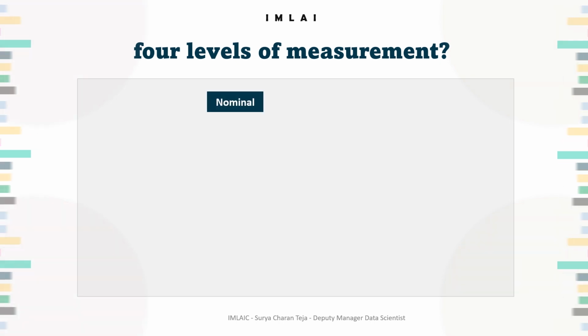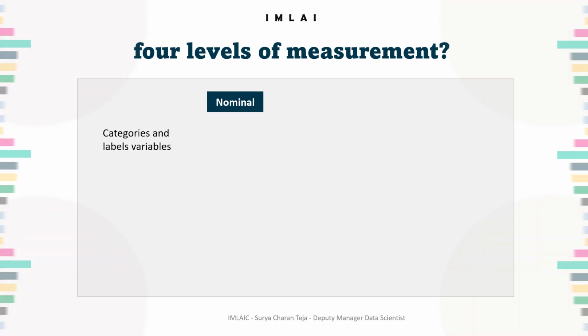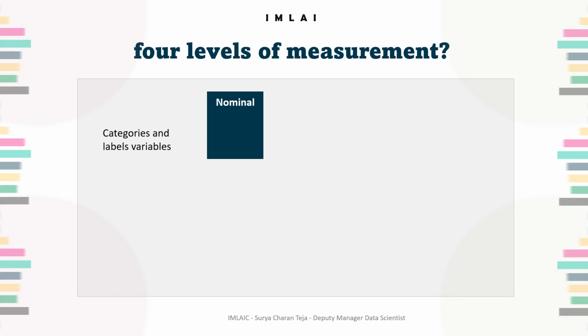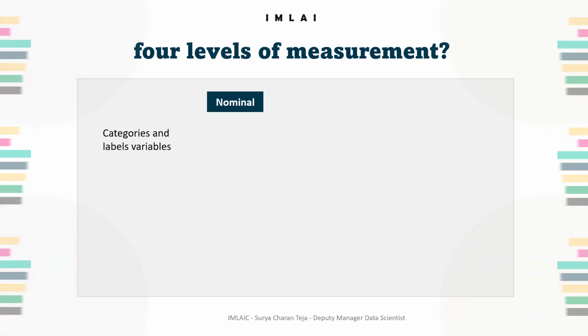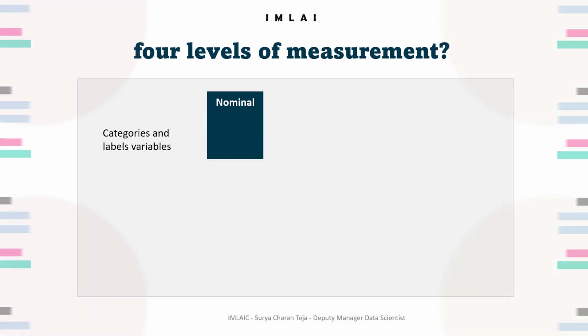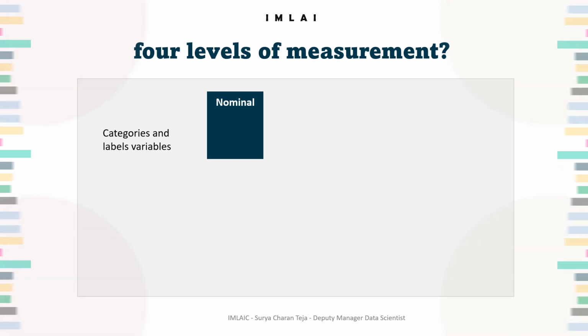Nominal level of measurement. This level of measurement is used to categorize data into discrete, non-ordered categories or groups. That's it. Two important points to be noted: discrete and non-ordered categories or groups.